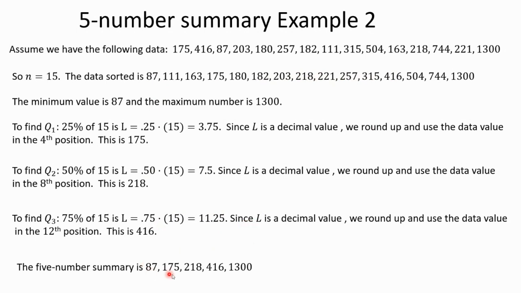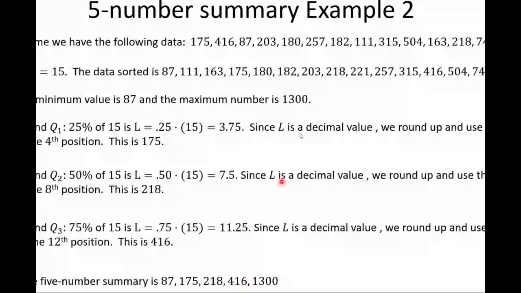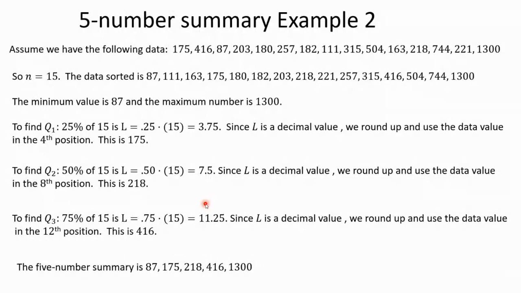So this is our 5-number summary. We had the min, max, we got the quartiles. Okay, before I get to that, are there any questions about this? Okay, that's the 5-number summary.